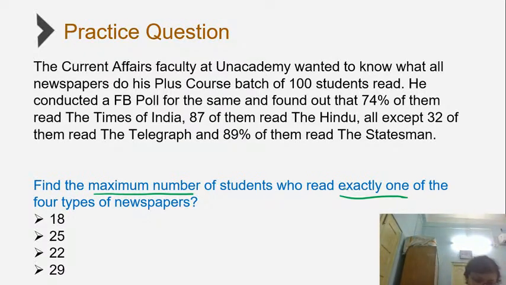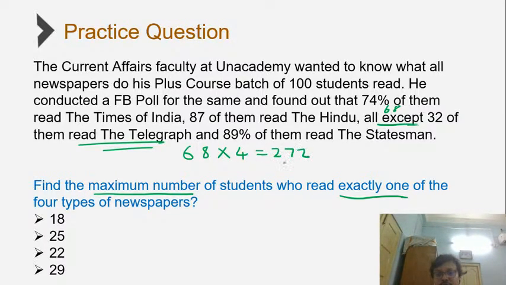So how do we do this? The easiest way is to look at how many people you can put in the all four newspapers category. The problem is only 68 people read the Telegraph, which means I can have a maximum of 68 people in the four newspapers category. So that can be a total of 272. But my sum required is 318, which means I'm still falling short by 46.